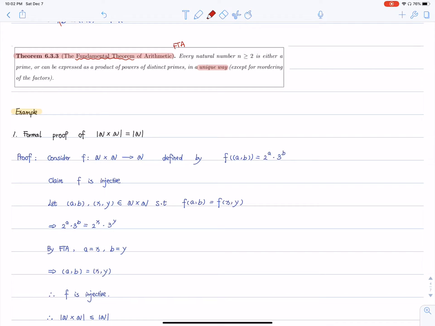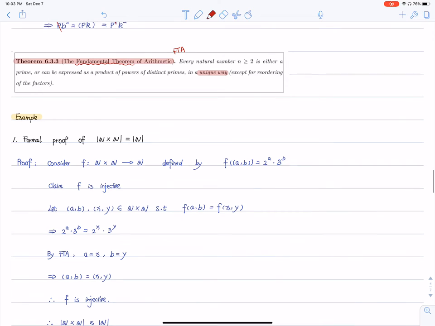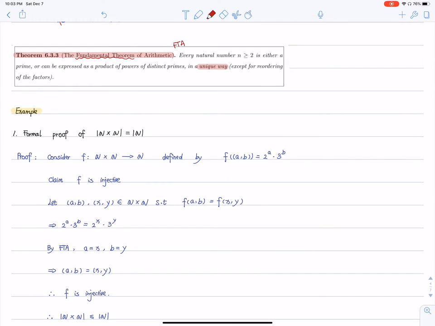Unique way. Really important. Okay? You can express it as a product of powers of distinct primes in a unique way. This expression is unique except for the reordering of factors, of course. This is really, really, really important.